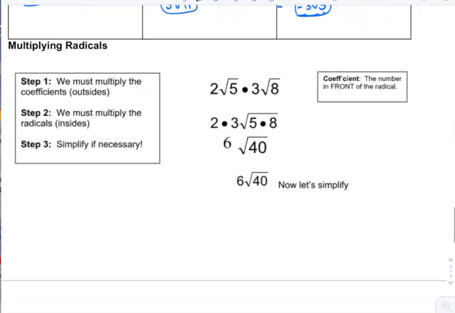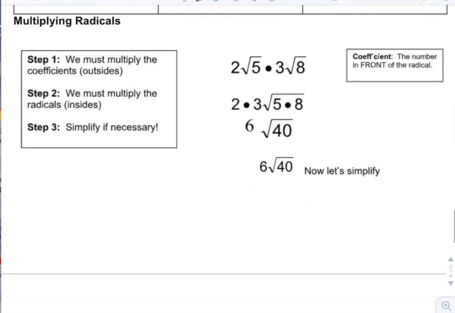All right, some work with multiplying radicals. Same step as before. Actually, you don't need to simplify your radical necessarily right away. You could simplify your radical, but you could just start off by multiplying the coefficients on the outside, multiplying the radicals on the inside, and then simplifying at the end if you want to do that.